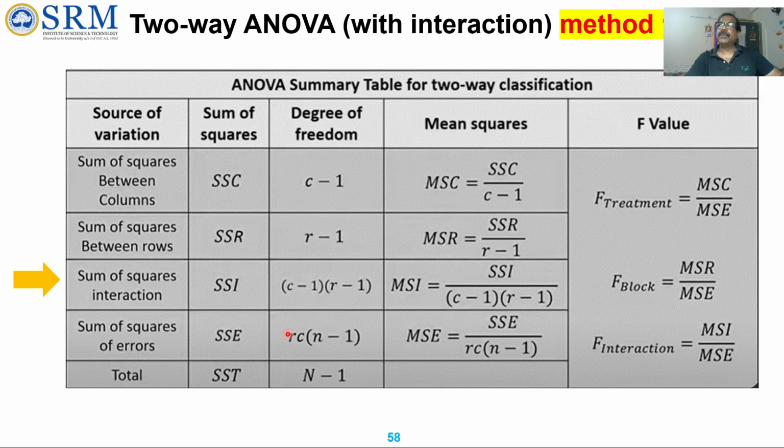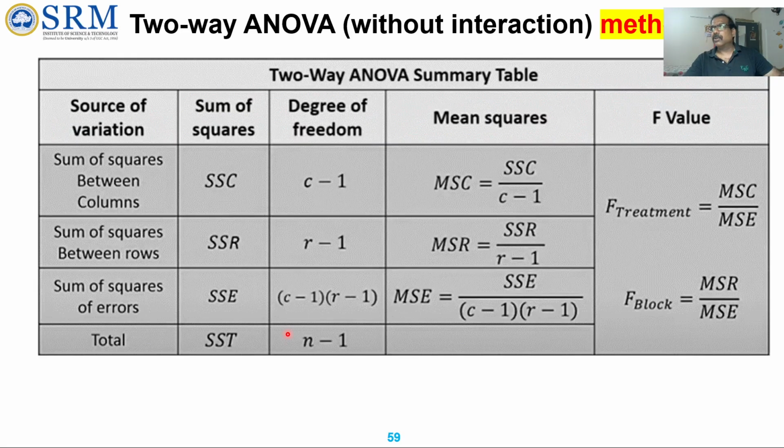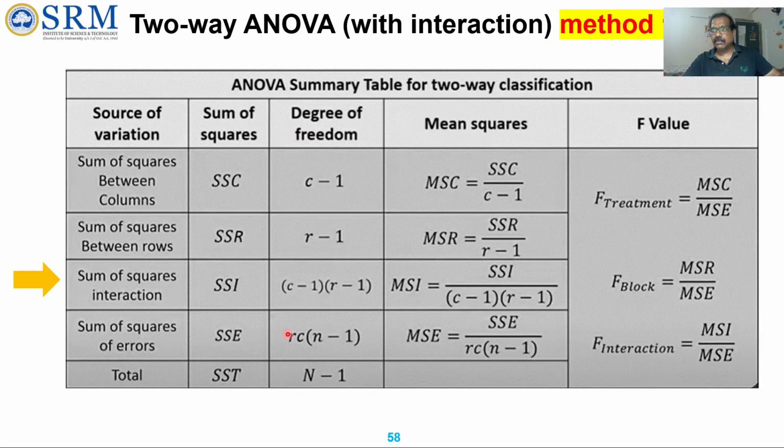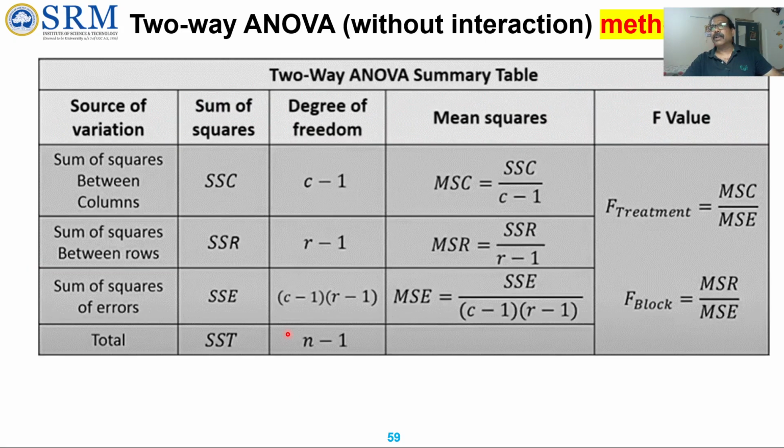Similar to our previous one-way, we have an F table also. This is for method 1 and method 2, which are different. Just to show, this is method 2 also. Here one more term, sums of squares of interaction, is there, but in method 2 there is no sums of squares of interaction. But ultimately, both are used to understand the interaction effect.